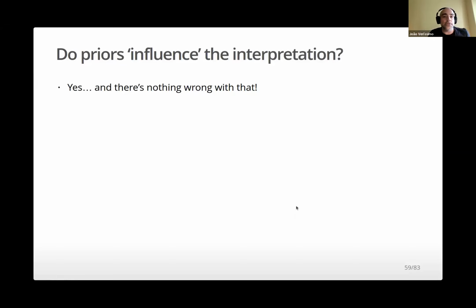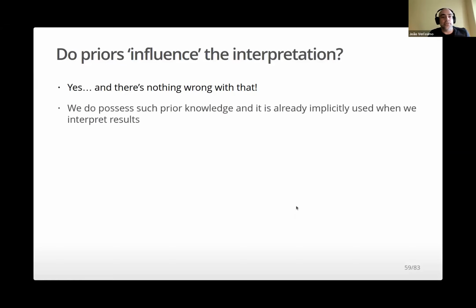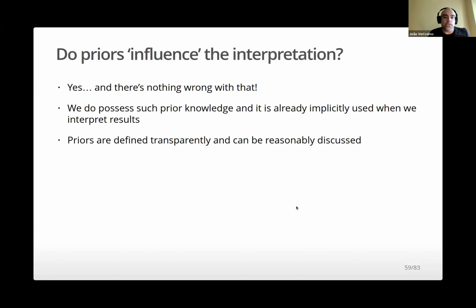People also worry that then your beliefs are influencing what you conclude. And in my opinion, that's absolutely fine. There's nothing wrong with that. We already use the prior when interpreting results, as I tried to show to you. As long as we define the priors transparently, as long as we can reasonably discuss them, as long as we justify them, then there's nothing wrong. And in fact, there's only things that are right about bringing this aspect to the analysis.